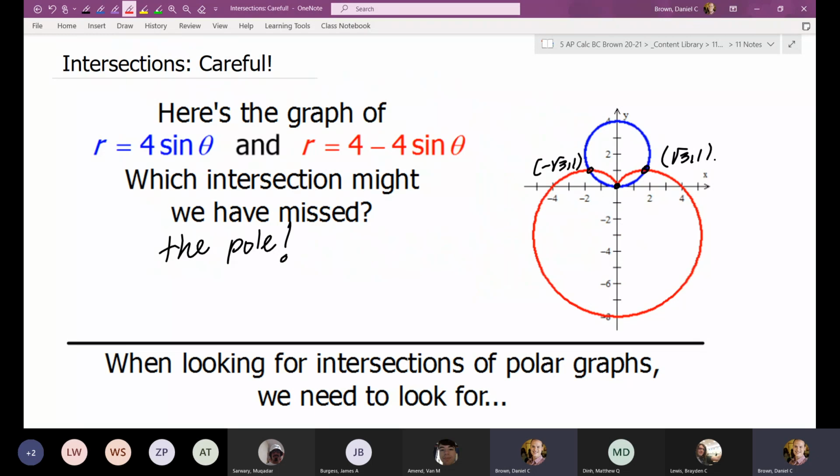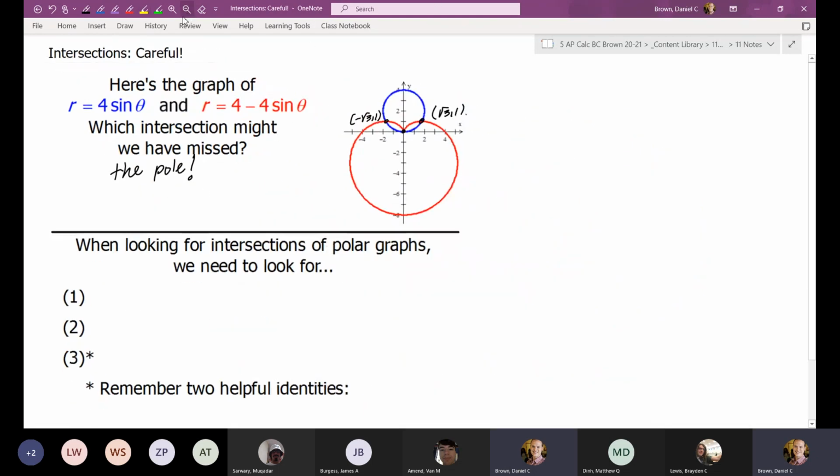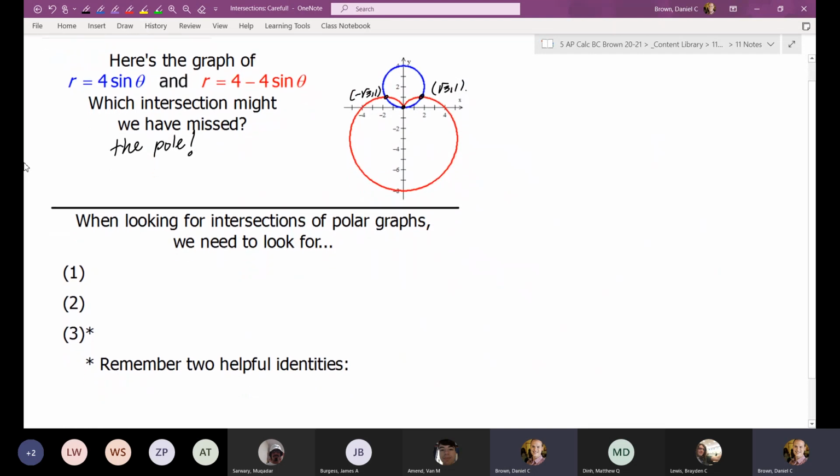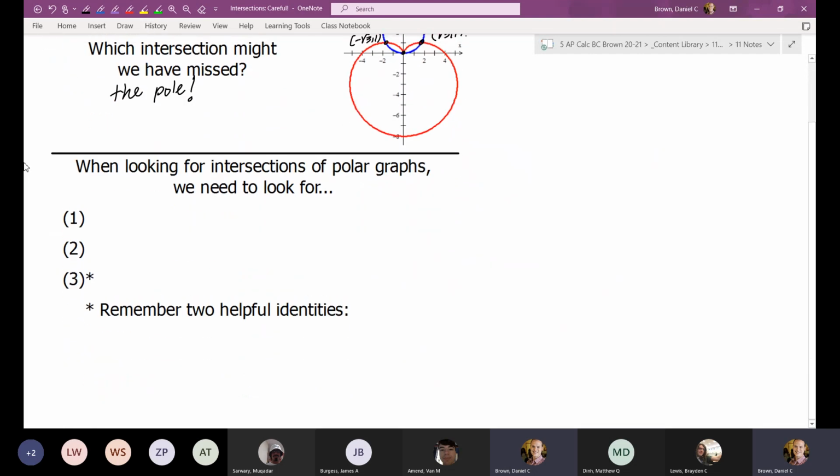So I'm actually going to expand the definition when finding the intersection of polar graphs. There's going to be three things that you want to do. The first thing is the obvious one. You're going to set your two equations equal to each other and solve. That's typically going to give you some intersection points. But then you also need to check to see if both cross the pole.